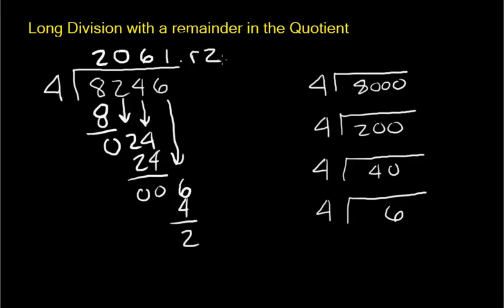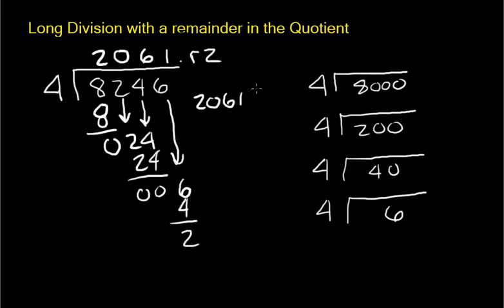Now we could add a 0 here and do the decimal, and we'll talk about that later. But for this problem, we want to just stop right here. We're going to say 2,061 with a remainder of 2. Well, how can we express that?